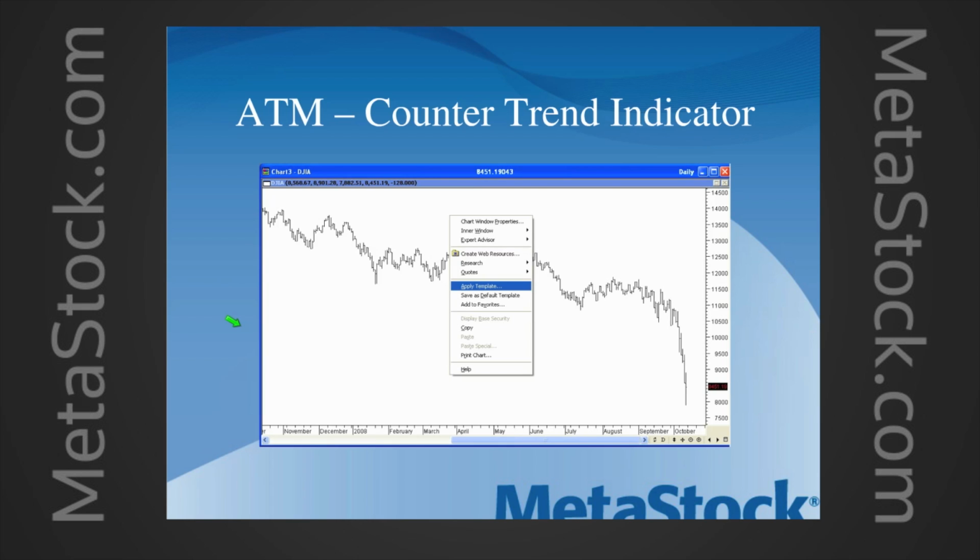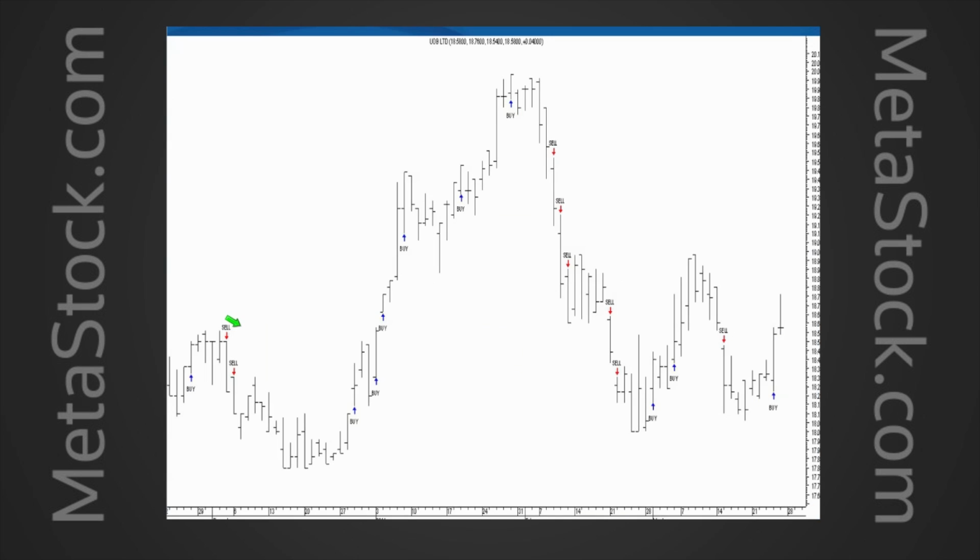So what is the ATM counter trend indicator? The ATM counter trend indicator will automatically mark buy and sell signals for you and will help you try and pick tops or bottoms in extreme market situations. It's a tool which is based largely on volume, and hence it's important to remember that you must have volume data on your chart for this indicator to work.